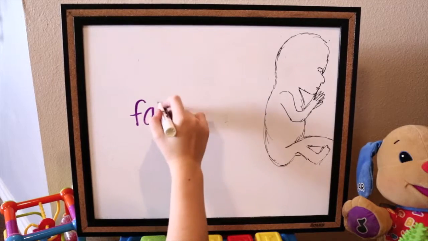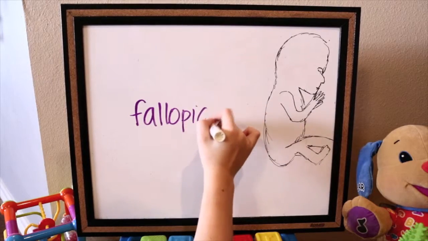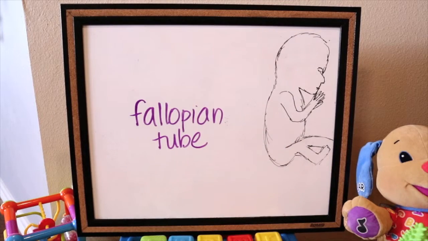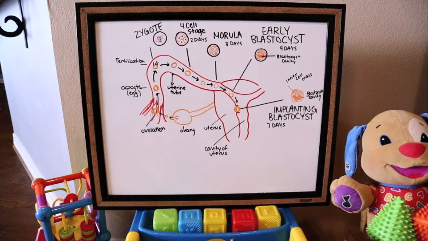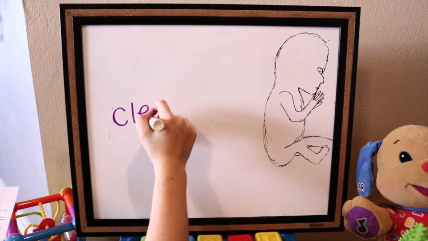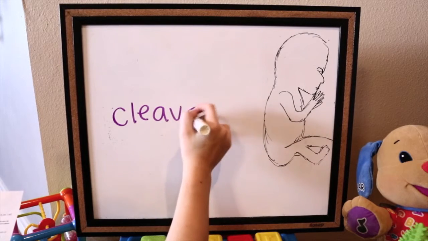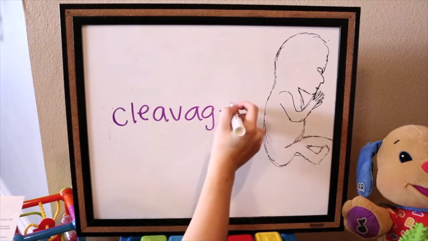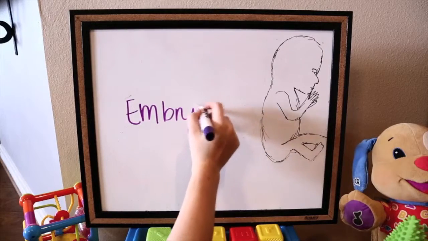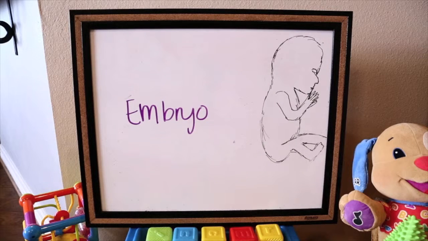Next, let's talk about fallopian tubes. These are tubes that extend from an ovary to the uterus. The zygote now travels down the fallopian tubes with the help of peristalsis and cilia. Now it will begin going through rapid cell divisions. This is an early stage of embryonic development called cleavage. Cleavage provides a large number of cells to serve as building blocks to build up the embryo, which is an unborn offspring in the process of development.